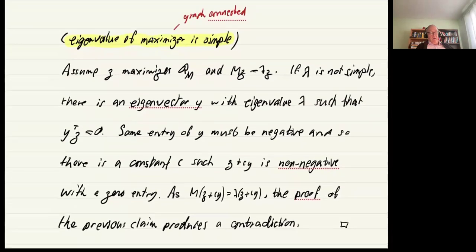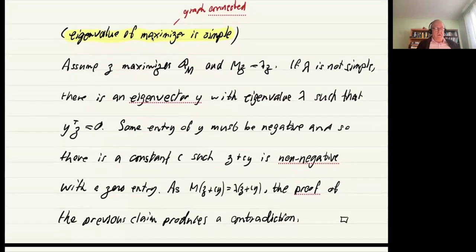The other point I haven't done is that the eigenvalue corresponding to the maximizer is simple. I think I'm going to leave you to read that. Let's do it. Assume as before that z maximizes the Rayleigh quotient and that it's an eigenvector with eigenvalue lambda. Now suppose that lambda is not simple. Then there's an eigenvector y with eigenvalue lambda for M, and you can assume without loss that it's orthogonal to z.